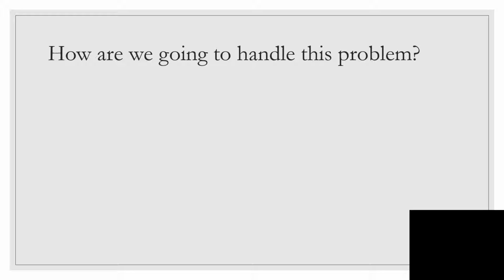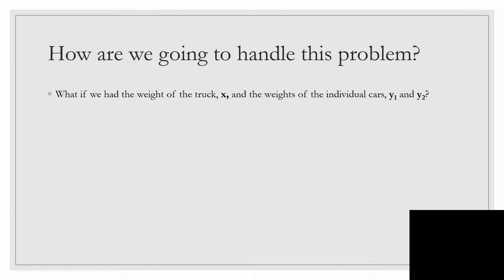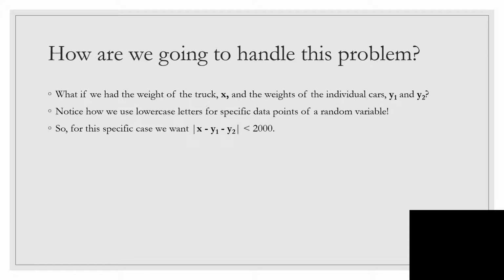How are we going to handle this problem? Let's think of a specific example. What if we had a truck and two cars at the loading docks? We could call the weight of the truck X and the weight of the individual cars Y1 and Y2. Notice how we used lowercase letters for specific data points of a random variable. So for this specific case, we want the absolute value of X minus Y1 minus Y2 to be less than 2,000. This is trivial. When we have the cars and truck at hand, all we do is weigh them, get our calculator out, and we're done.